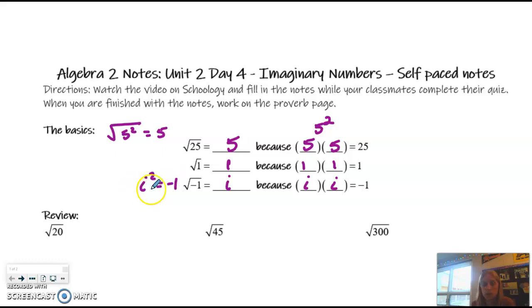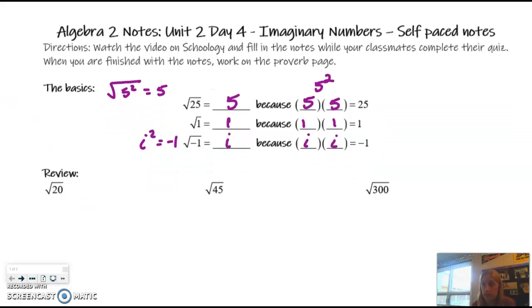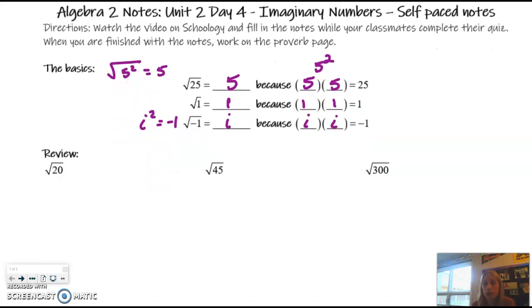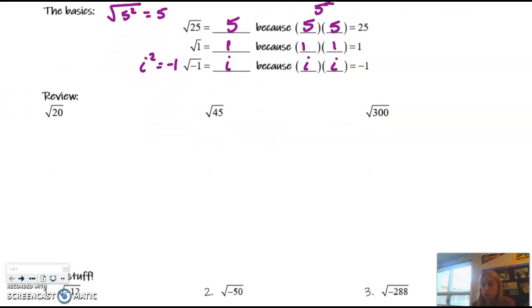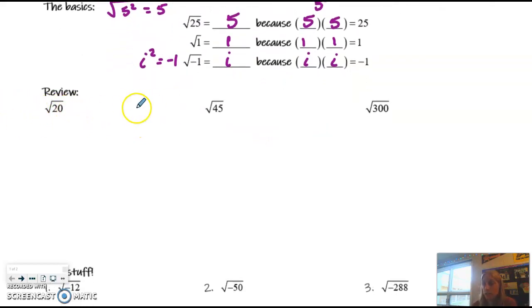I always put the little curly Q at the bottom of my i, partially because I learned how to write by writing cursive, and partially because it just differentiates it from a 1 a little bit more. But as long as your writing is legible, you can write your i however makes sense for you. So we're going to use that fact that i squared is negative 1 to complete some problems today. The first set here is just review.